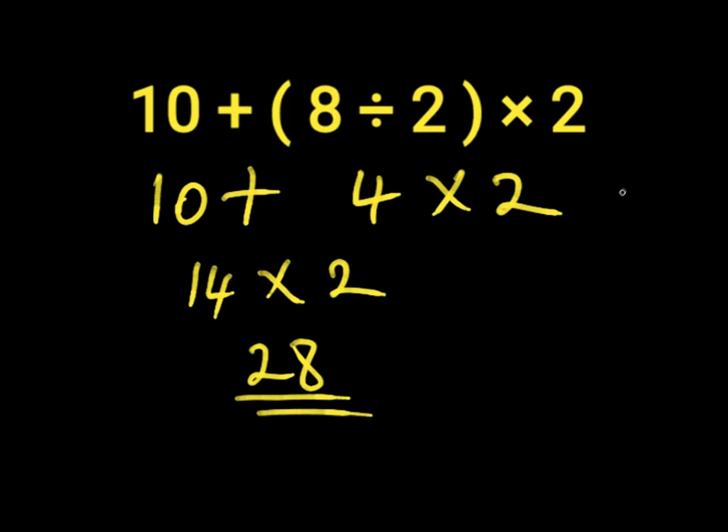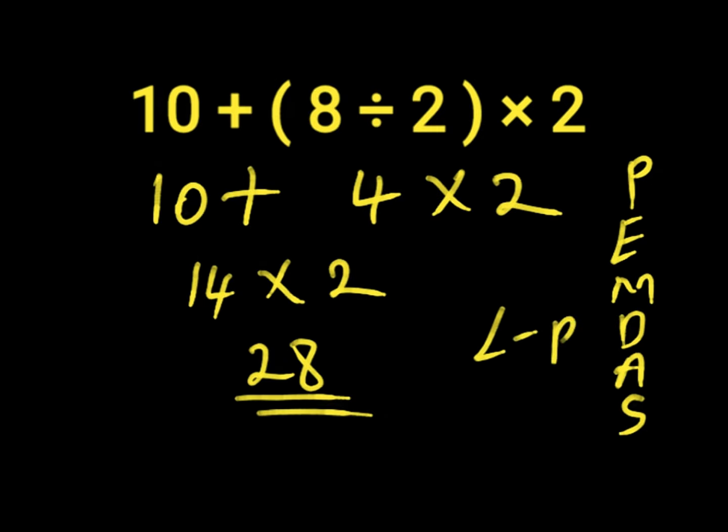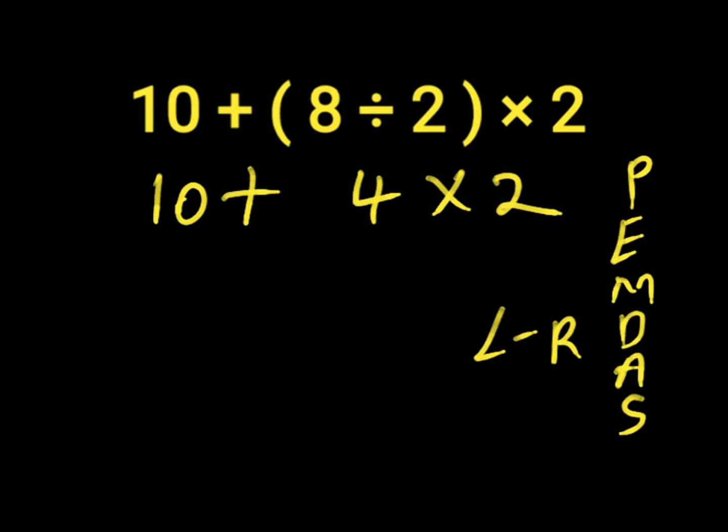PEMDAS. In PEMDAS, we have parentheses, exponent, multiplication, division, addition, and subtraction. Multiplication and division have equal priorities, such as addition and subtraction, working from your left to your right. Let's dive into the right answer to this expression.